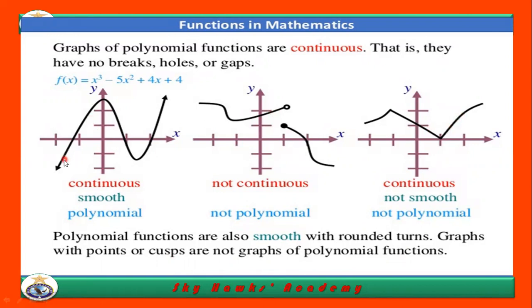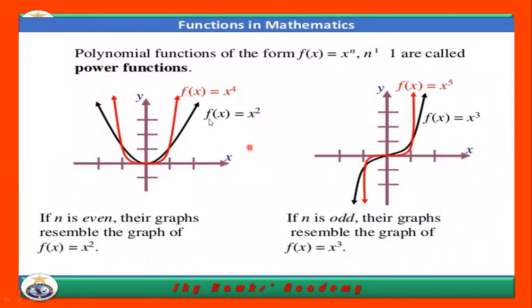So these are not polynomial functions. The other point is that polynomial functions are smooth. They have a curve at the bending points, but here we can find no curve. They are just breaking and joining together. So not smooth, not polynomial.